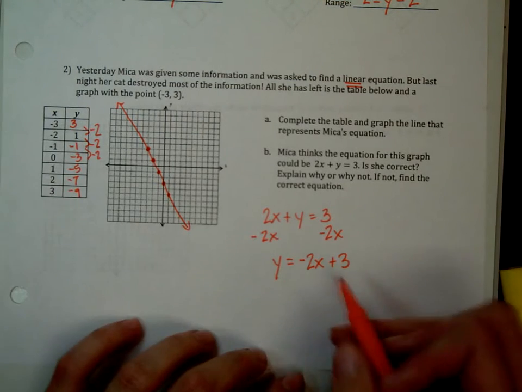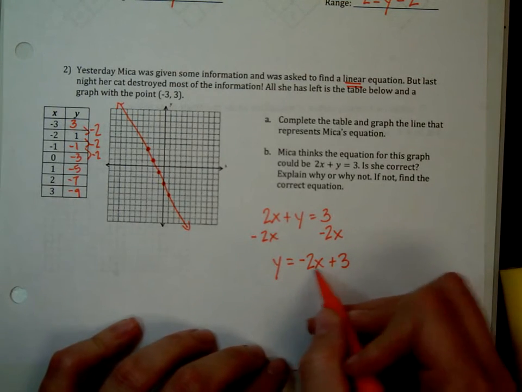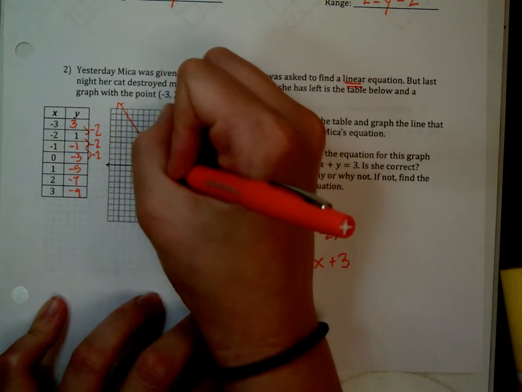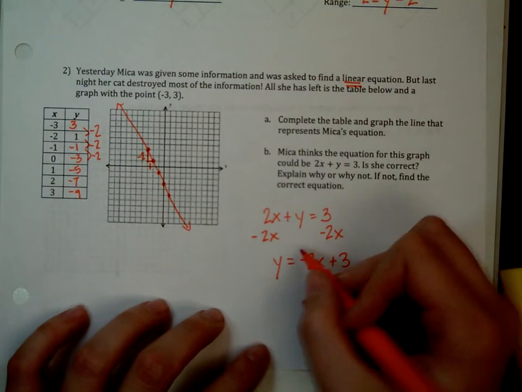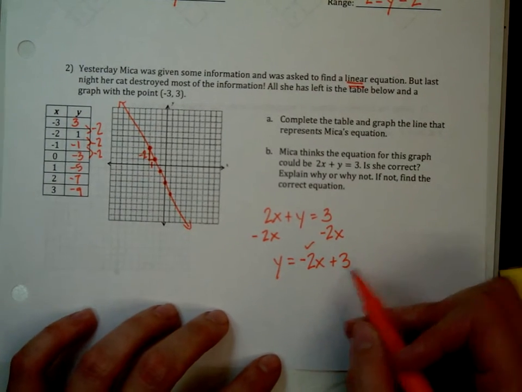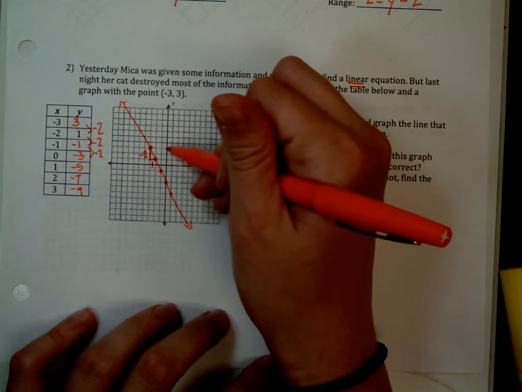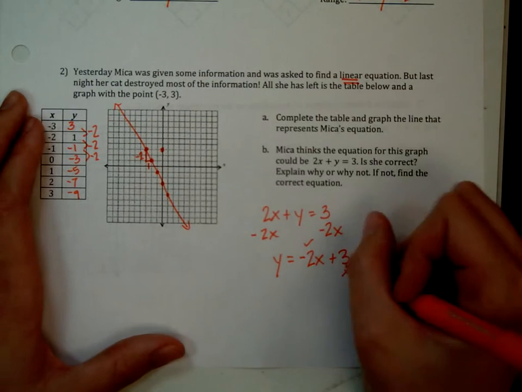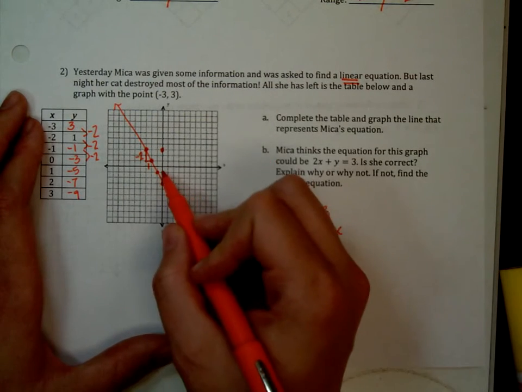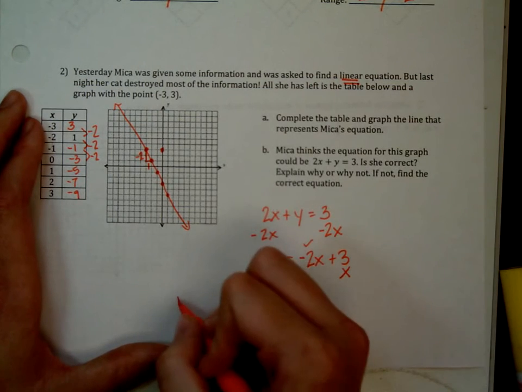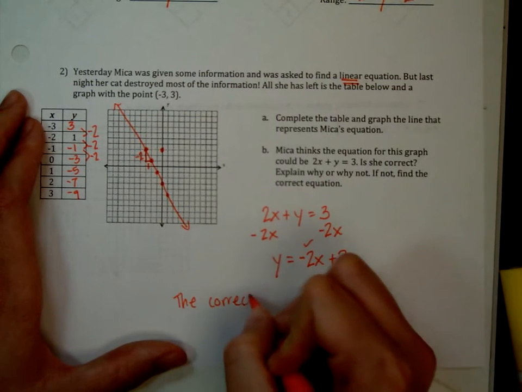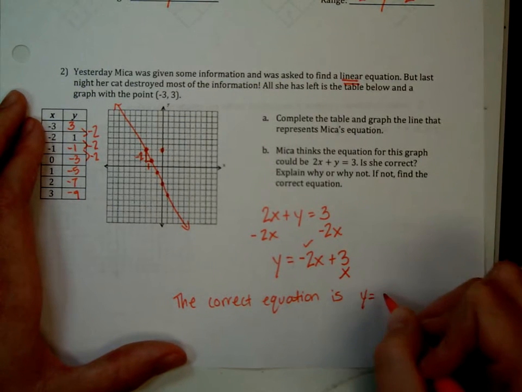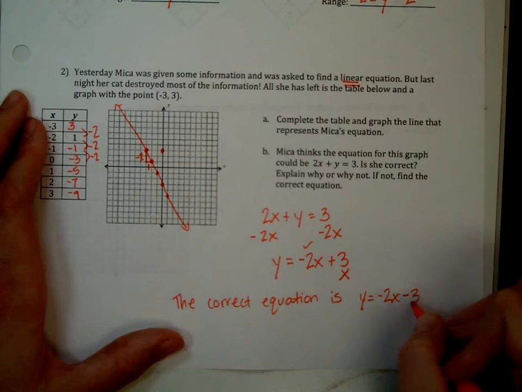So that means that if this is correct, this slope should be -2. So we go down 2 and over 1. So the slope is right. The y-intercept is +3. That's wrong. The y-intercept should not be +3. It should be -3. So the correct equation is y equals -2x minus 3.